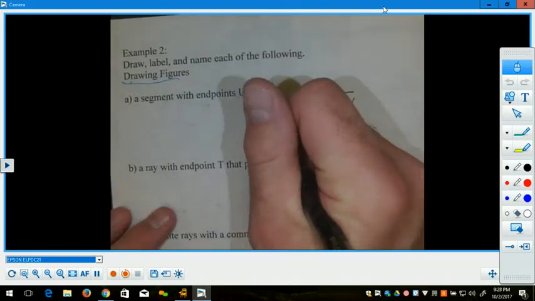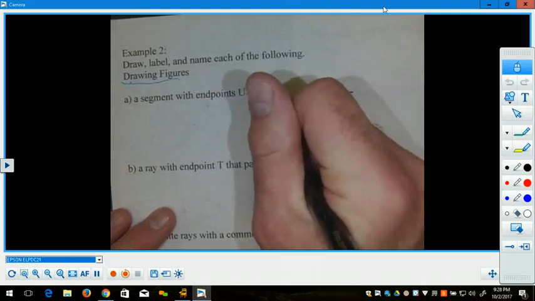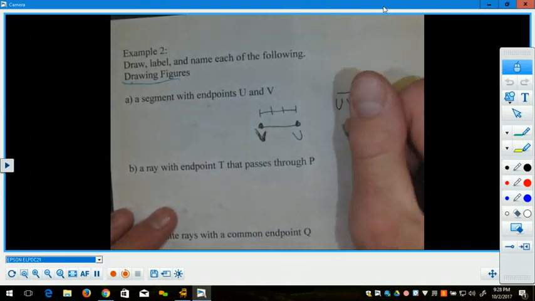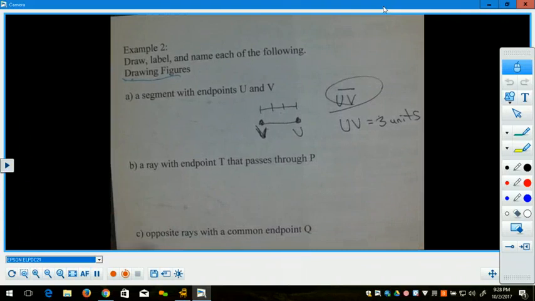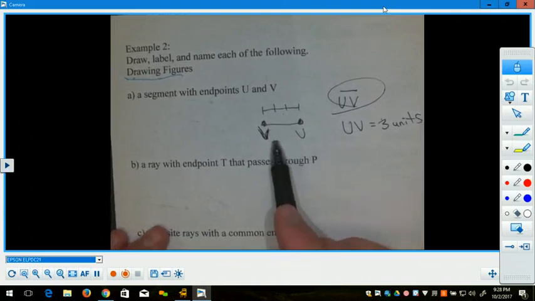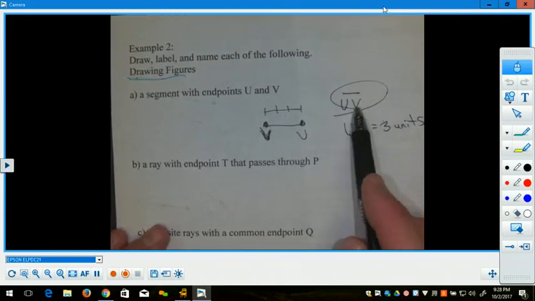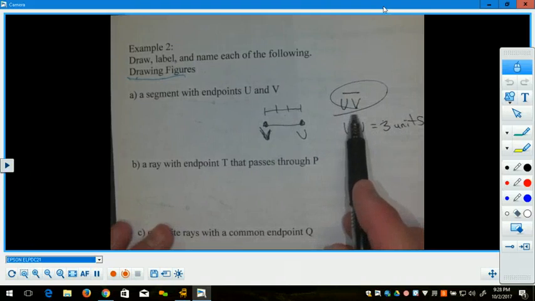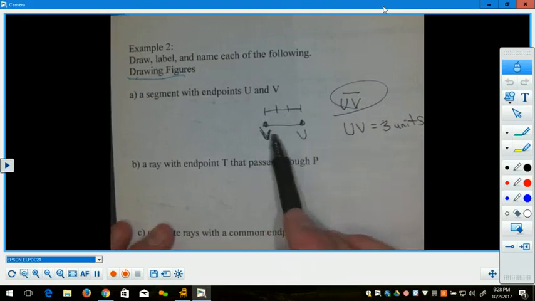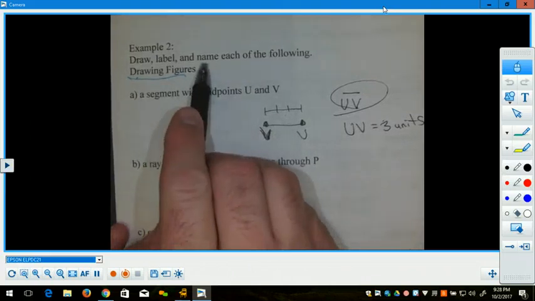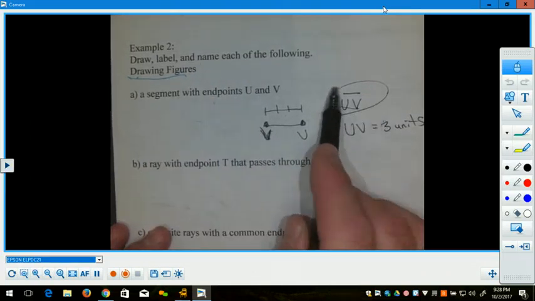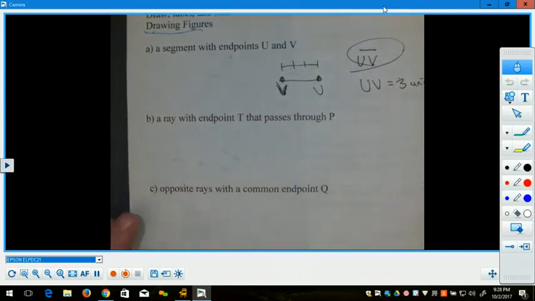Its distance, if we had a ruler to hold up to it, or tick marks, we would say that the distance from U to V is 1, 2, 3 units. But right now we weren't asked for that. We were only asked to draw it, label it, and name it. There's the naming it. So when you see this on the test, don't say, oh, that's a segment. That's not naming it. That's identifying it as a segment. When we're naming it, we actually use the letters and the correct symbolic notation.